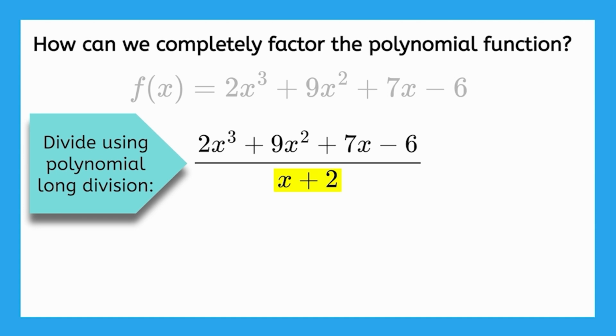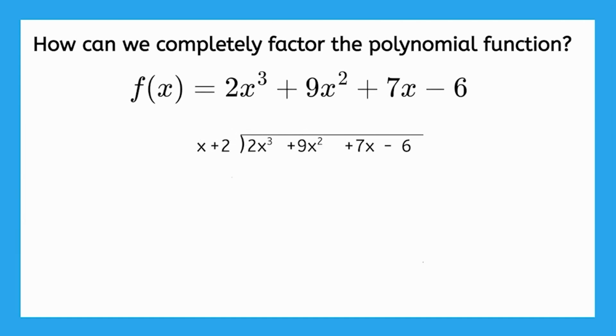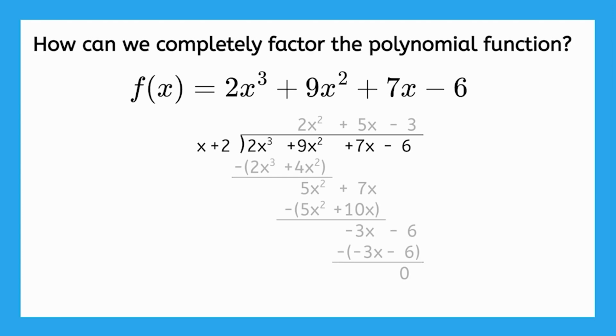Welcome back! Let's see how well you remembered the process. Check your work against mine. I set up the long division like this. After dividing, I got 2x squared plus 5x minus 3 with a remainder of 0.